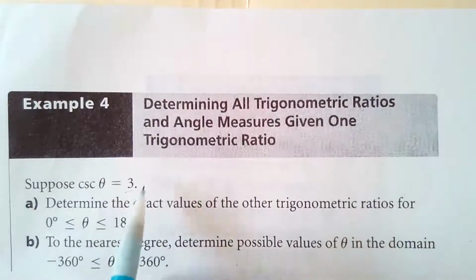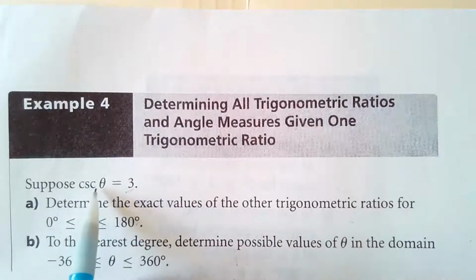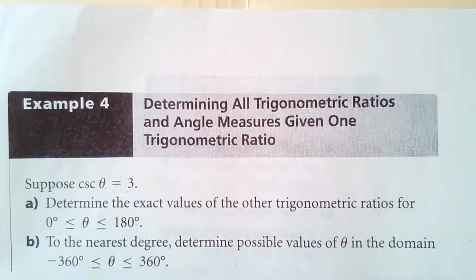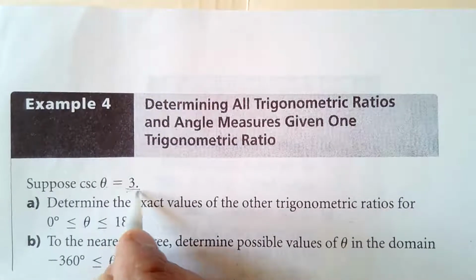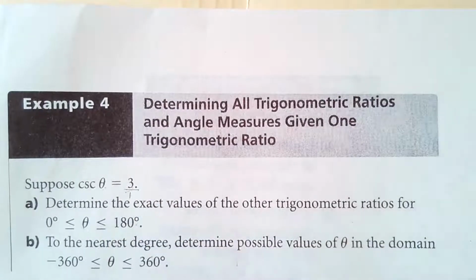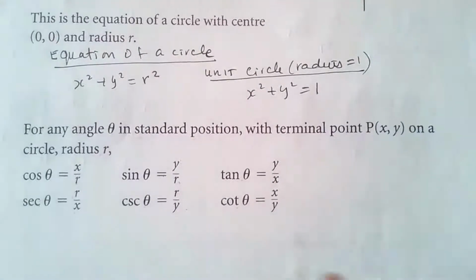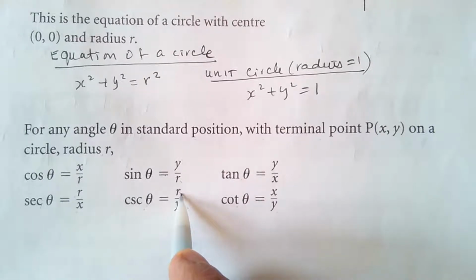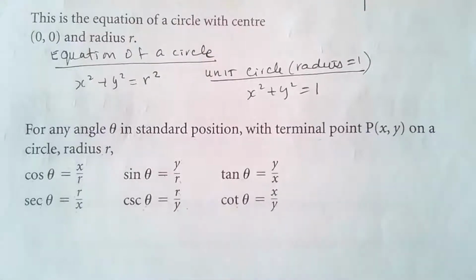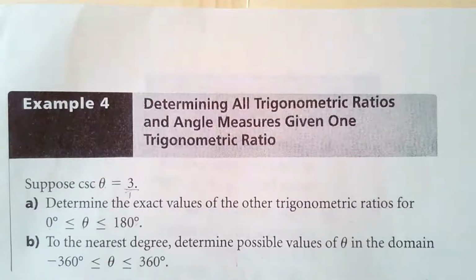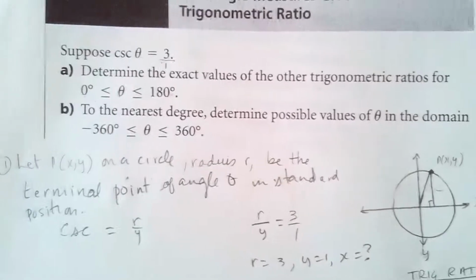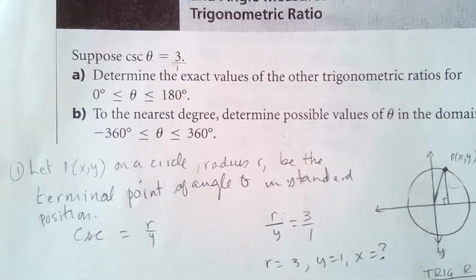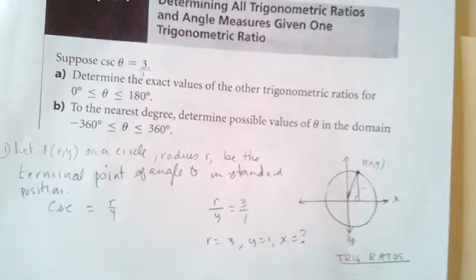Now, let's look at this here. When we have cosecant theta is 3, it's understood there's a 1 here. If you go back to our cosecant, which is the reciprocal of sine, R over Y, the R would be 3 and the Y would be 1. So we need to find the X. I started off and did a sketch here. Let me zoom up a little bit.